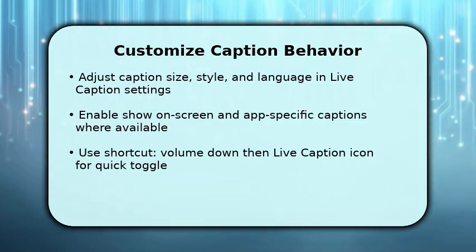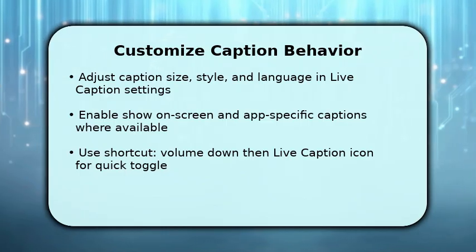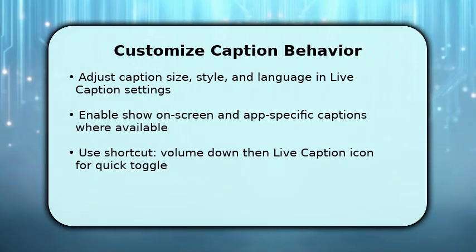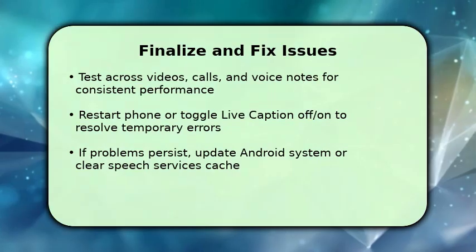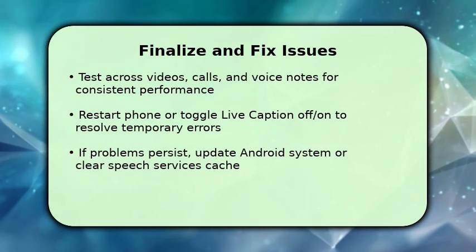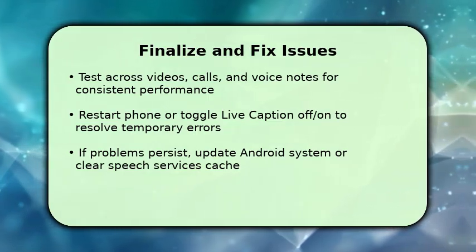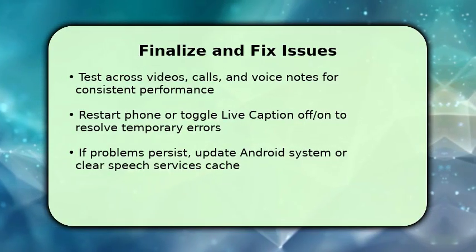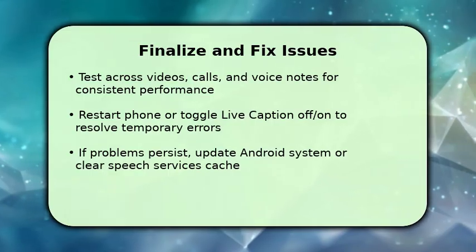Use the quick toggle by pressing the volume key, then tapping the live caption icon to test changes in real time. If captions lag, lower other audio effects and recheck later. Finish by verifying live caption across the content you use, streaming video, recorded voice notes, and in-call audio if supported. If captions don't appear, restart your phone or toggle live caption off and on. This resets the service quickly.